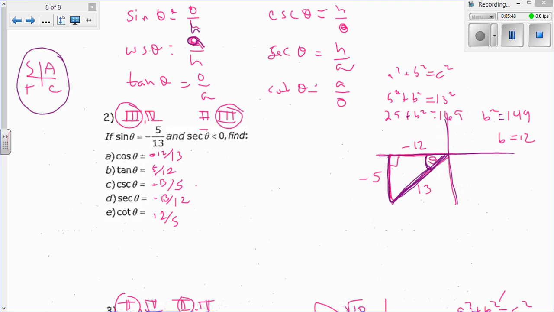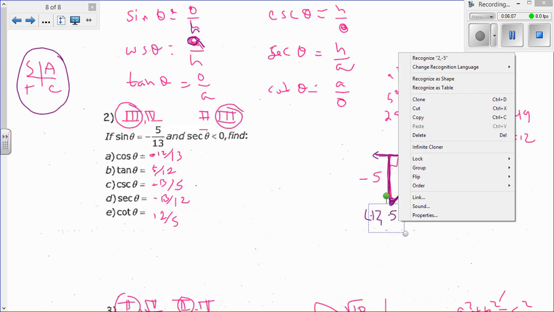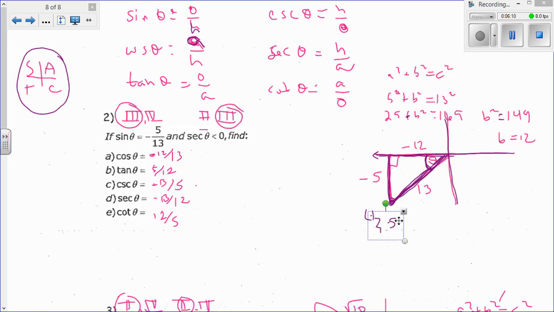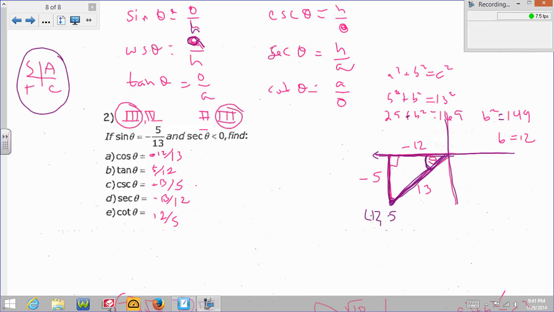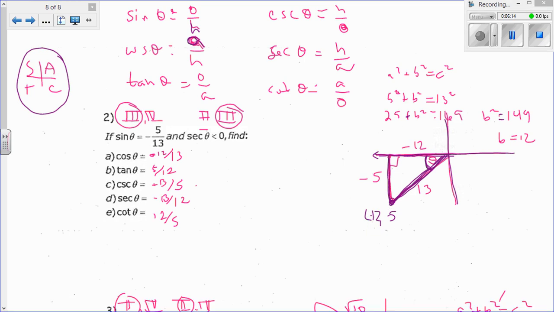Now it needs to be -12 because on the coordinate plane, this is a negative x direction. So it's -12. And technically, if I were to make a point right here on the end, this should be the point -12, -5. Okay, so -12, -5 is the actual coordinates for that point on the graph.